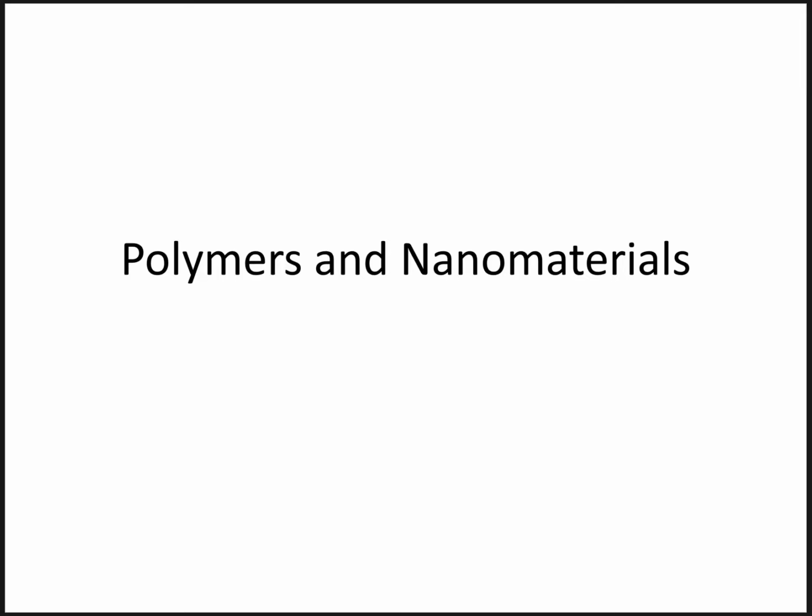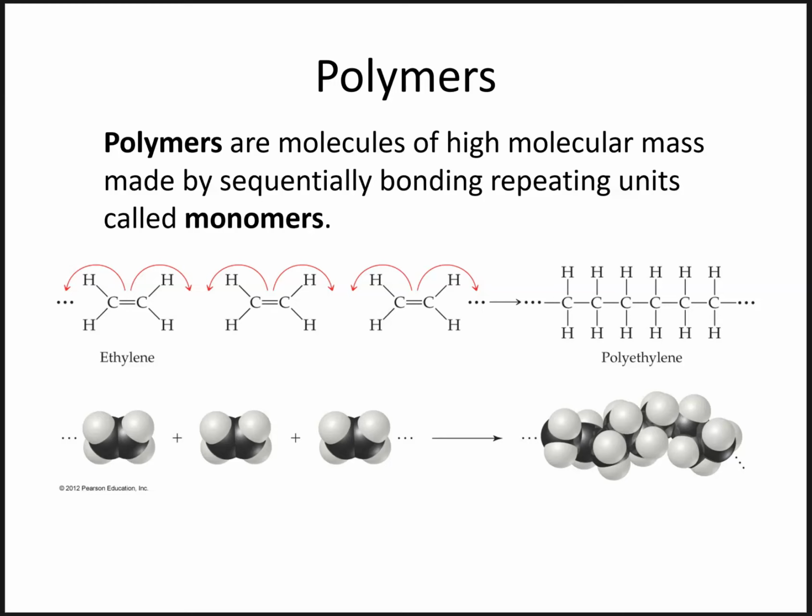Polymers are a major component of everyday life. Plastics are made of polymers, and polymers are molecules with high molar masses which have repeating units to them. We describe polymers as being composed of monomers, mono meaning one, and polymer meaning many. So polymers are made of many monomers.